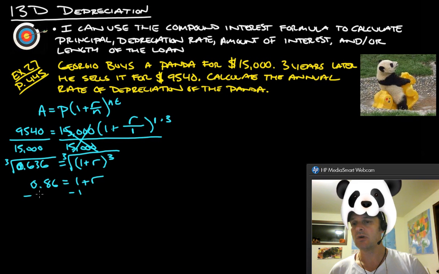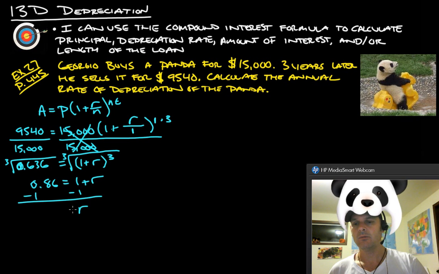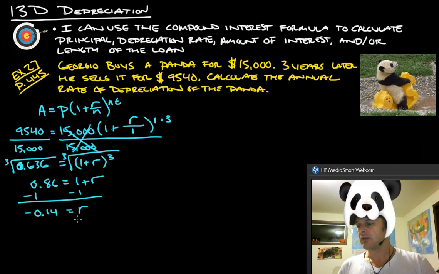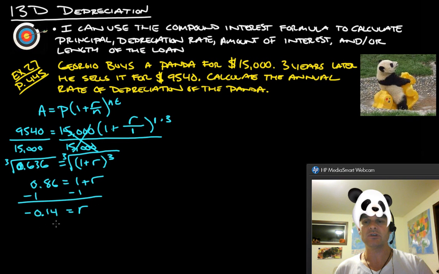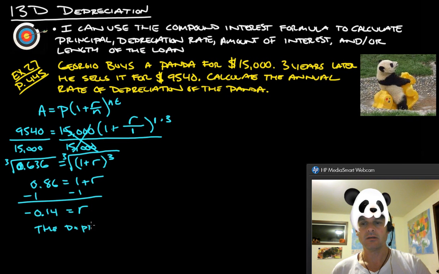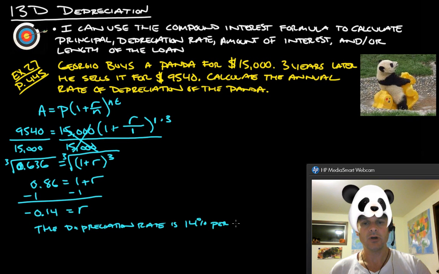Subtract the 1 from both sides. And we get that r equals negative 0.14. All right? So that means, since it's negative, that's depreciation. So it's showing that it's depreciating by 14% per year. So the depreciation rate is 14% per year on average.